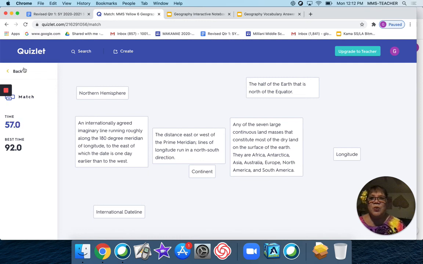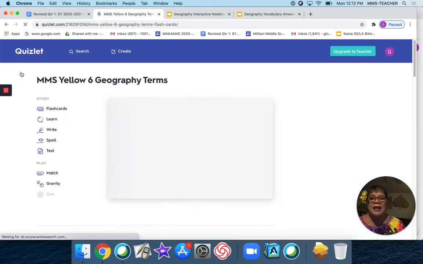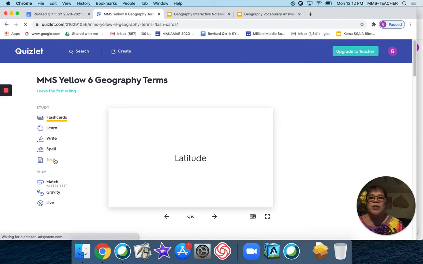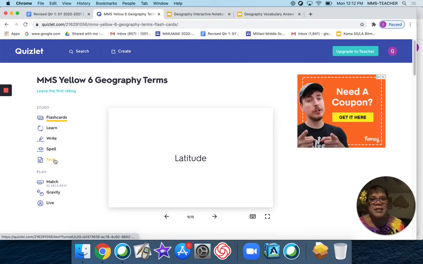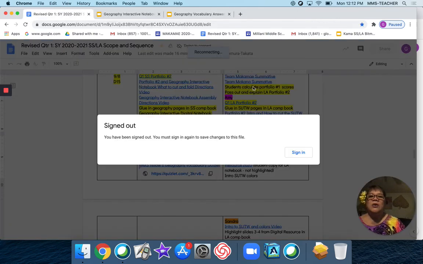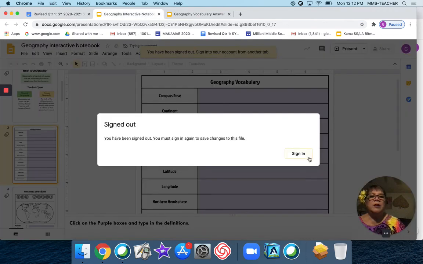So when you finish playing the game, then you can go ahead and do the tests. Do the tests as often as you want to, because it's only a practice test. It's not one that's going to be graded. It's to help you to study and to learn each of the geography vocabulary terms. So that is what you are going to work on today. You are going to work on the interactive notebook.